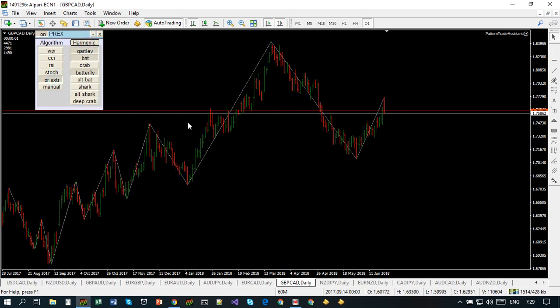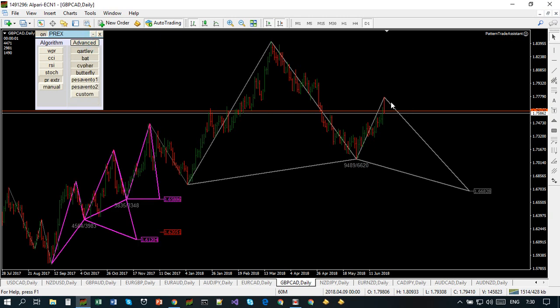Let us switch to the harmonic approach, and the harmonic approach says we have nothing here. Harmonic pattern traders stay away from this, and advanced pattern traders are expecting this to bounce if it completes. So advanced pattern traders never expect this to go lower. They expect this to go higher if 166.82 is hit.